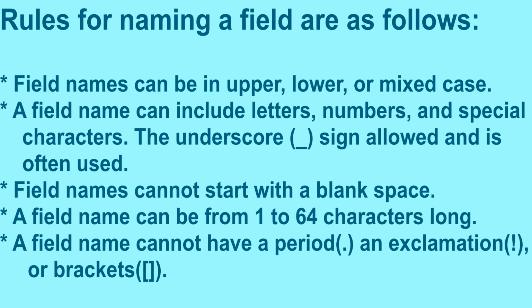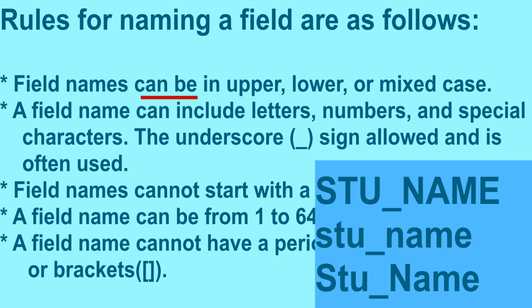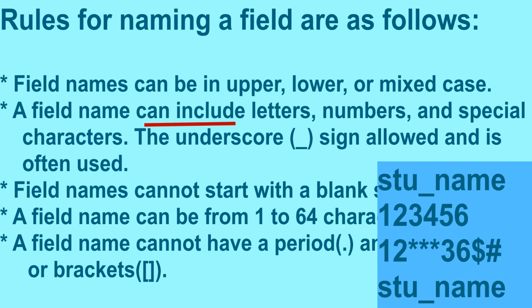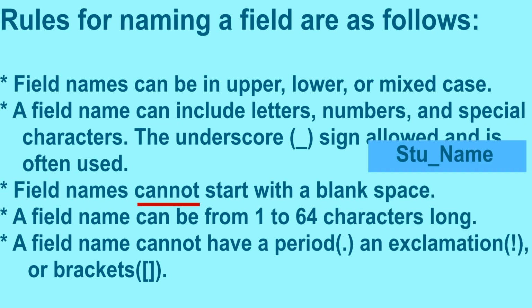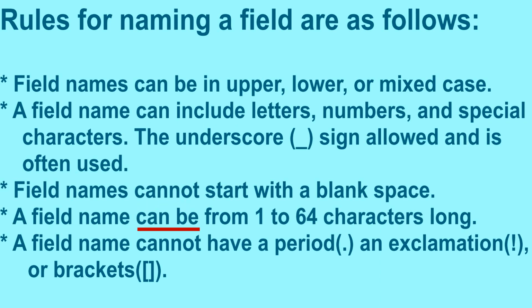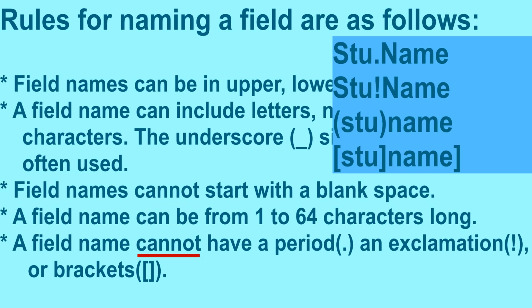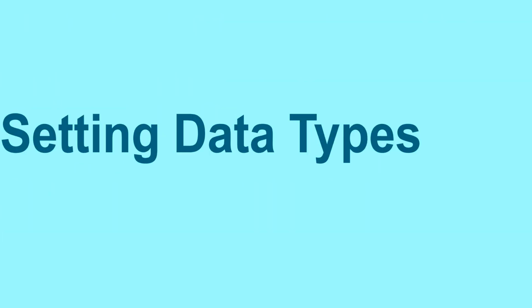Rules for naming a field are as follows. Field names can be in upper, lower or mixed case. A field name can include letters, numbers and some special characters. The underscore sign is allowed and is often used. Field names cannot start with a blank space. A field name can be from 1 to 64 characters long. A field name cannot have a period, an exclamation mark or brackets.